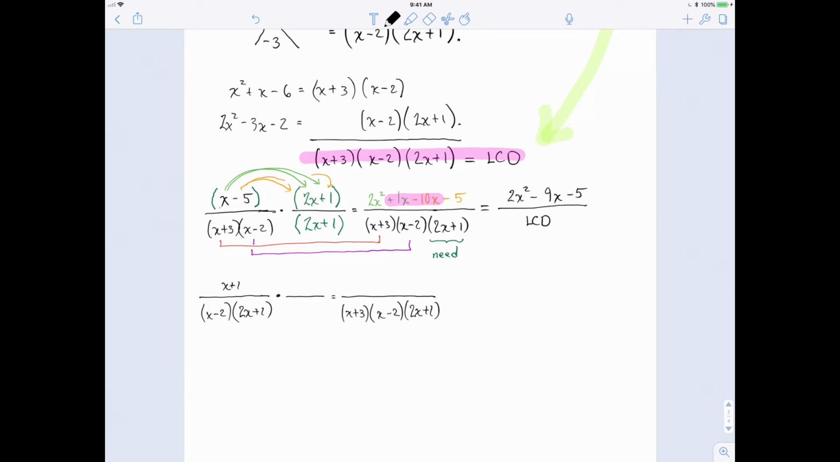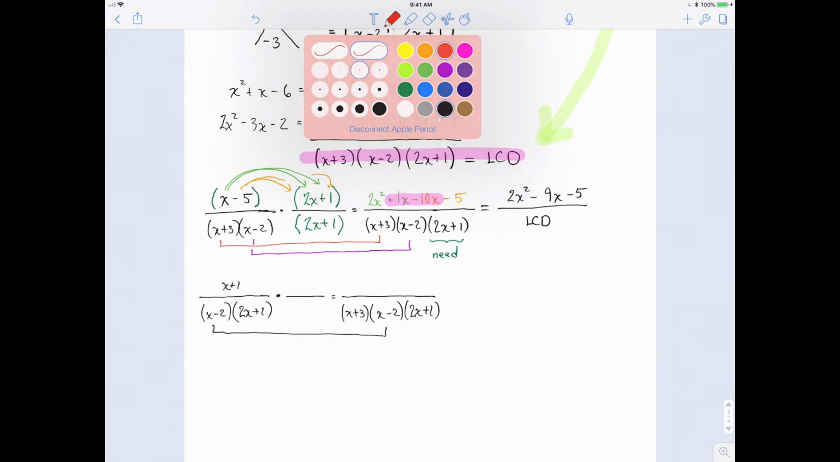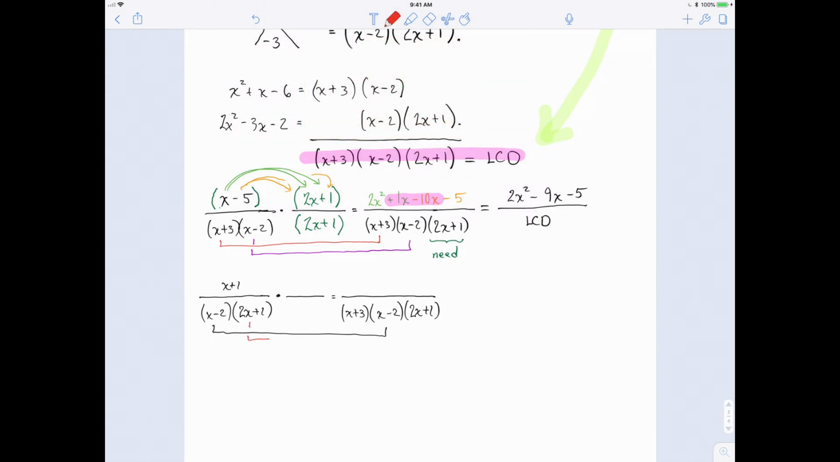Let's use a, so notice here's an x minus 2, there's an x minus 2, and here I've got a 2x plus 1, and there's a 2x plus 1. So it looks like the missing piece is the x plus 3. This is what I need. So we're going to multiply by x plus 3 over x plus 3. And for safety, let's put parentheses around everything.